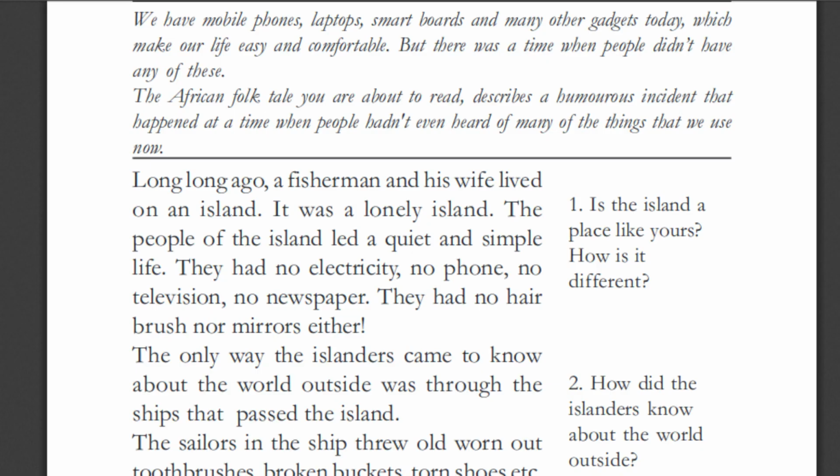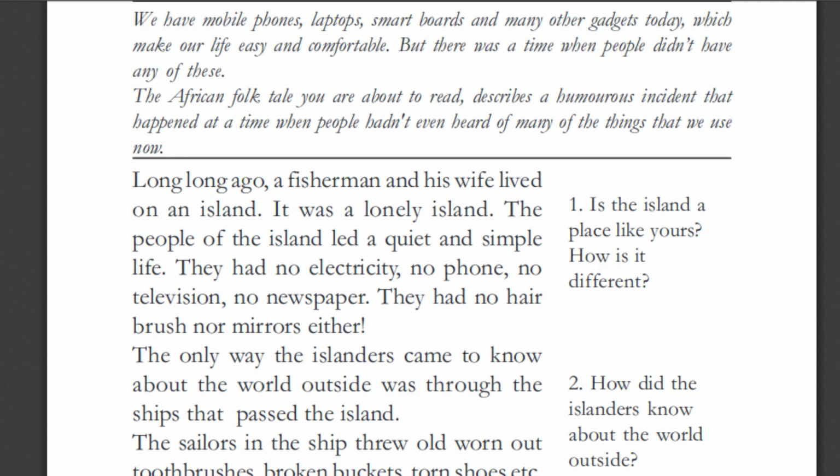Listen. Long, long ago, a fisherman and his wife lived on an island. It was a lonely island. The people of the island led a quiet and simple life. They had no electricity, no phone, no television, no newspaper. They had no hairbrush nor mirrors either.